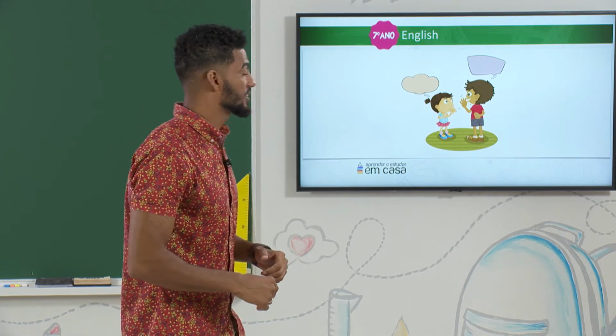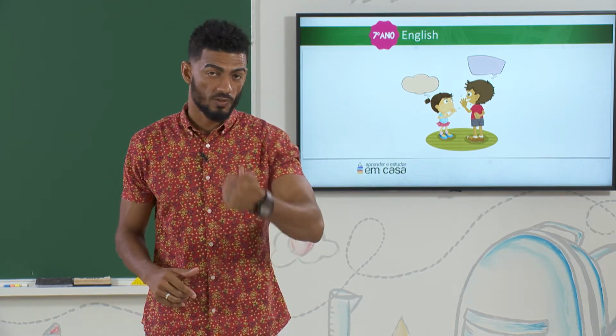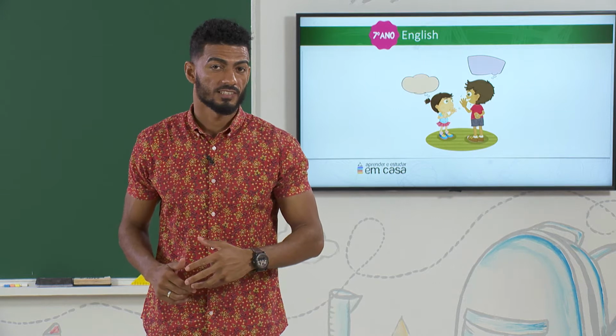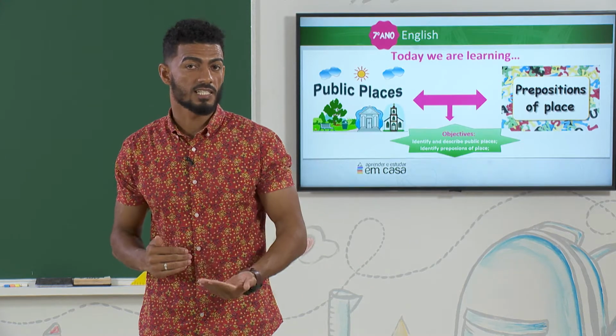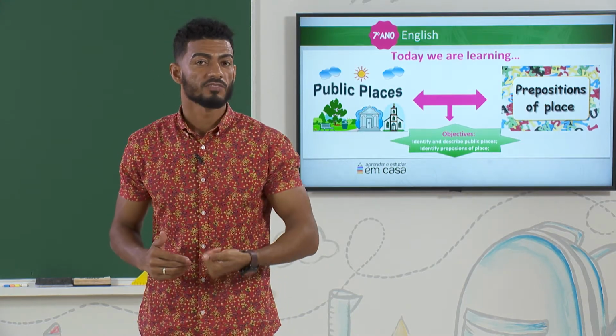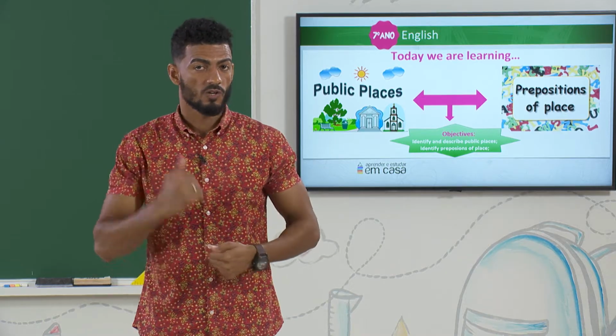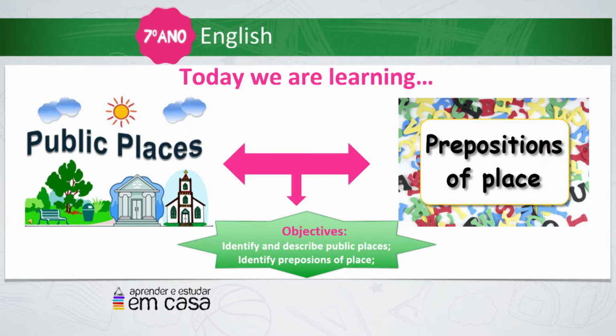Did you pay attention to the dialogue? Great. So, what did you understand? What is it about? Public places and prepositions of place. Great. So, for today, we are going to talk about public places and prepositions of place. More precisely, we are going to identify and describe public places. Also, we are going to identify the prepositions of place.